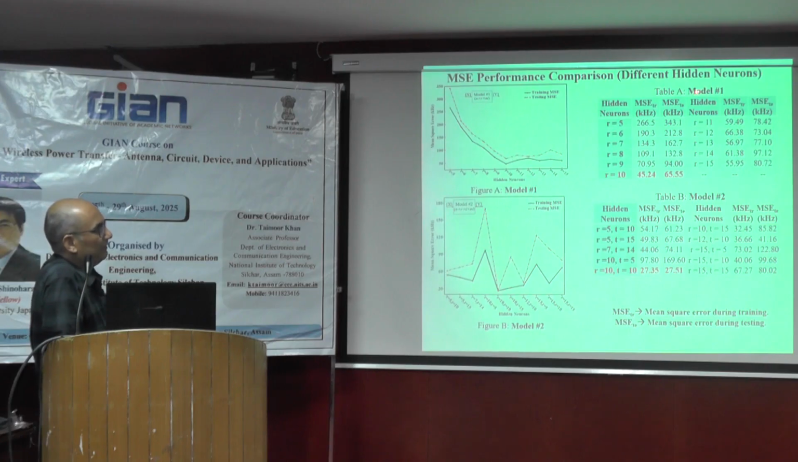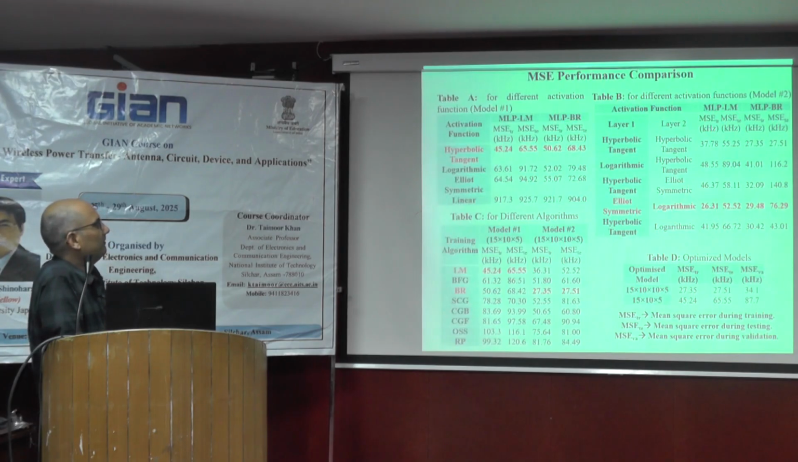For model 1, that means a single hidden layer, with the number of neurons 5, 6, 7, 8, 9, 10. Just see the errors during training: we are getting the least error at R equal to 10. When you consider 10 neurons in a single hidden layer, then you get the least error. Then for model 2, with 10 neurons in the first hidden layer as well as the second hidden layer, both are 10, to get the least possible error. Other combinations you can see, and how much error we are getting in this way.